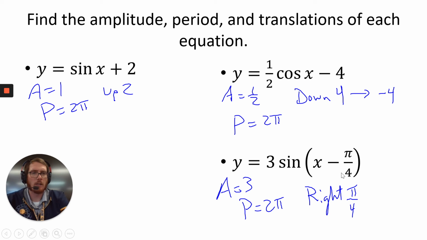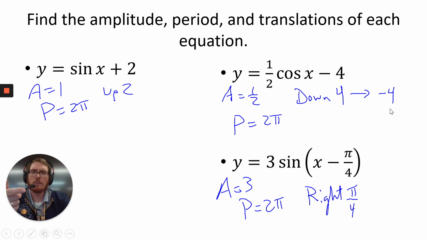This is right pi over 4, because it's in parentheses, it's moving everything to the right then. The period is 2 pi because there's nothing in front of the x, and the amplitude is 3. This one at the top right, amplitude is 1/2. The period is still just pi, but it's moving down 4.